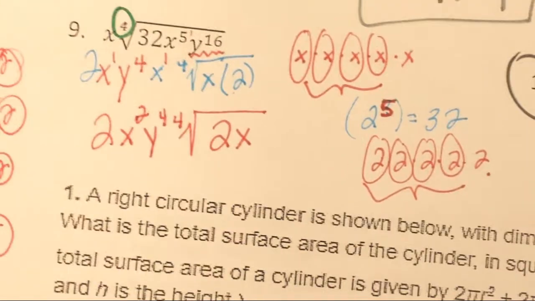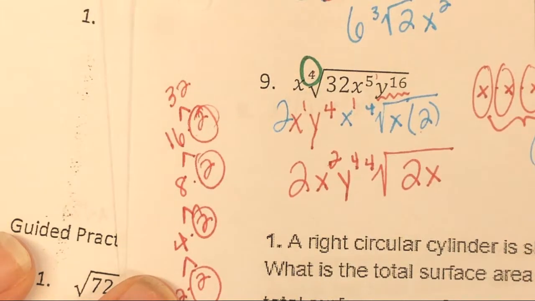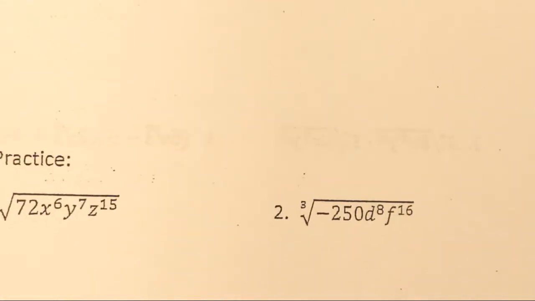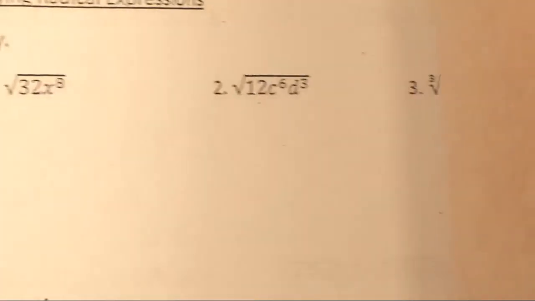X. There was an X outside to begin with. Okay, so let's go to our new notes. So you got them off the podium, you didn't get them off the podium. Okay, so let's go to our new notes.